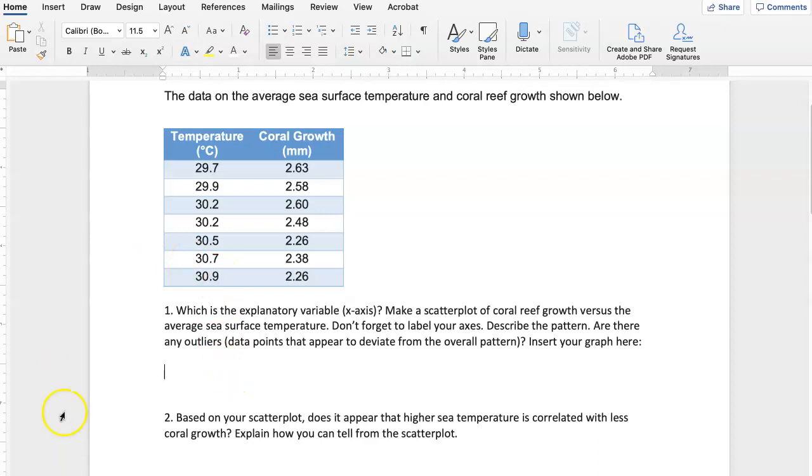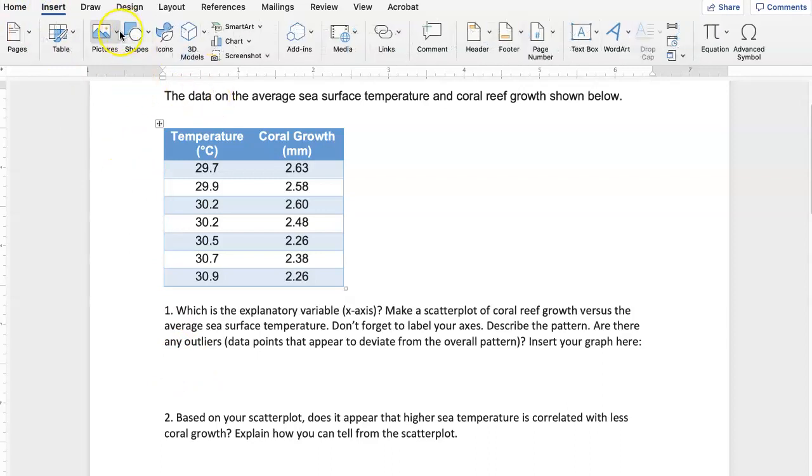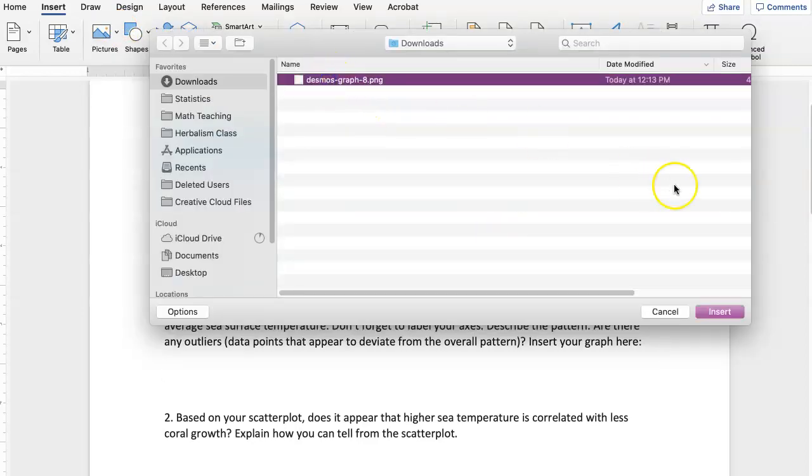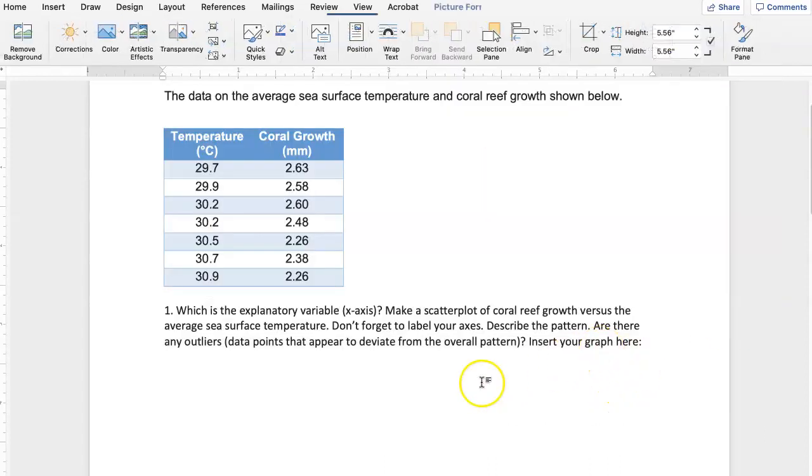Okay, so if you've saved the file as a file instead of as a screenshot, what you want to do is go over to Insert, and it would actually work for a screenshot too. It just depends on where you saved the screenshot. So we're going to come to Pictures, and insert a picture from File. This one's saved to my Downloads file, so I'm just going to double click on it and say Insert.